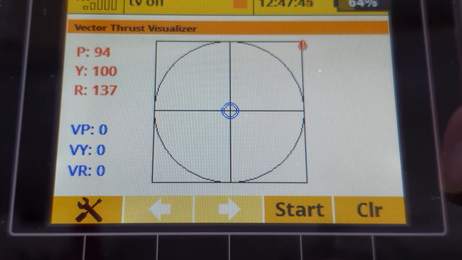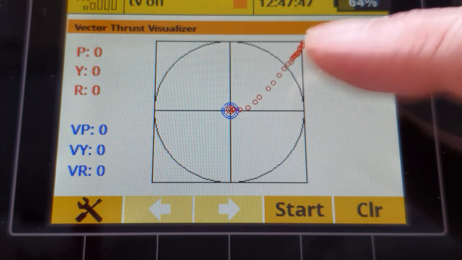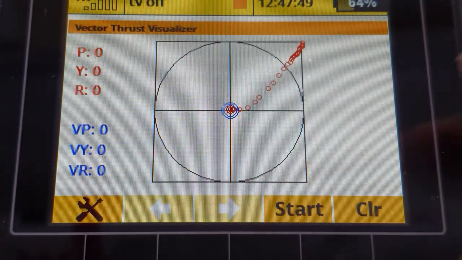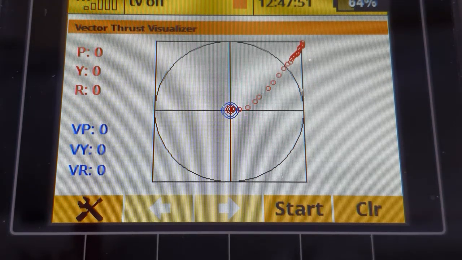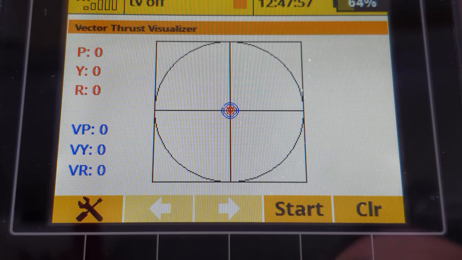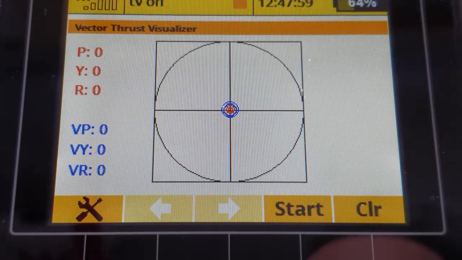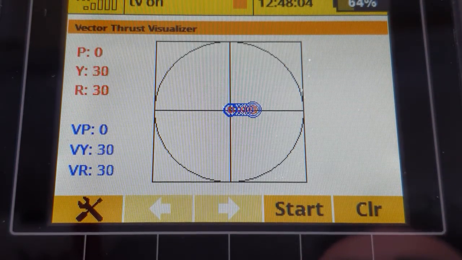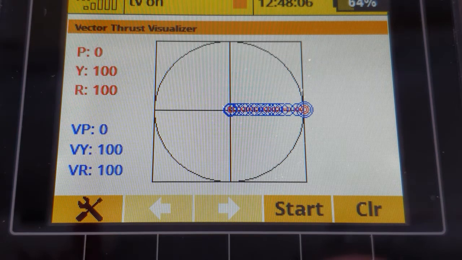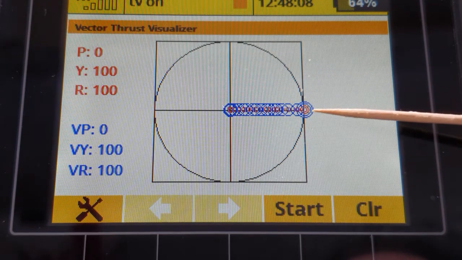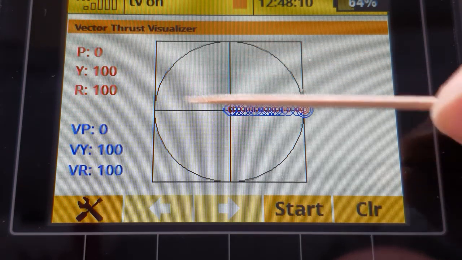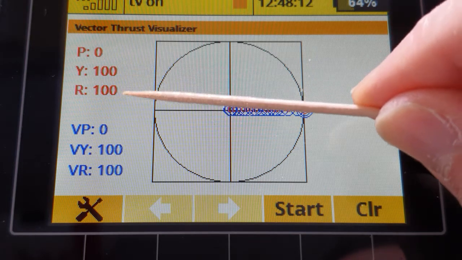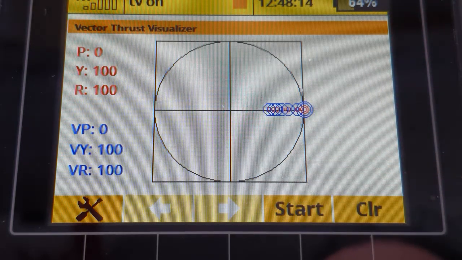Yep. Now, what my program does is limit it to 100 almost all the way around. It doesn't let it go above 100. It slightly comes below it sometimes. So let's switch on the vectored thrust. And now the blue will move along with the red. So if I give full right, we can see that the pipe and the rudder have gone fully right. See that? Yaw 100 to the right, radius 100.